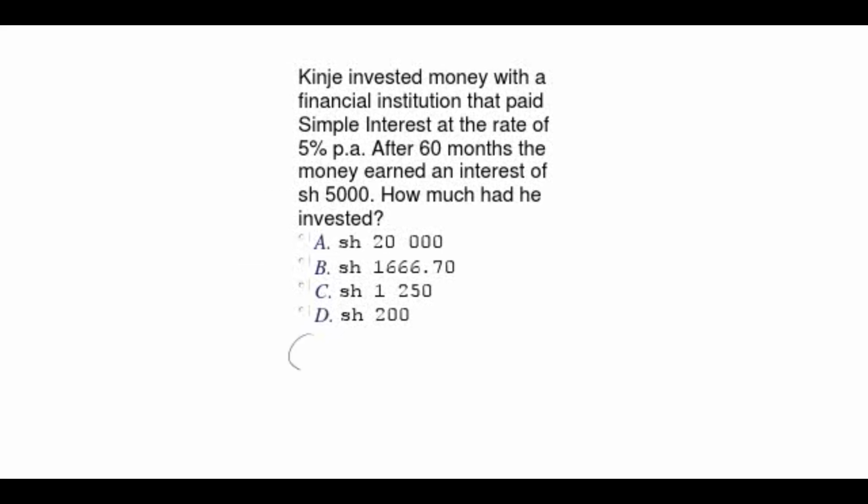We know that simple interest is given by principal times rate times time over 100. So that's the formula for finding the simple interest. For this case, we have the interest, which is 5,000 Kenya shillings. We have the rate, we have time, we don't have the principal.